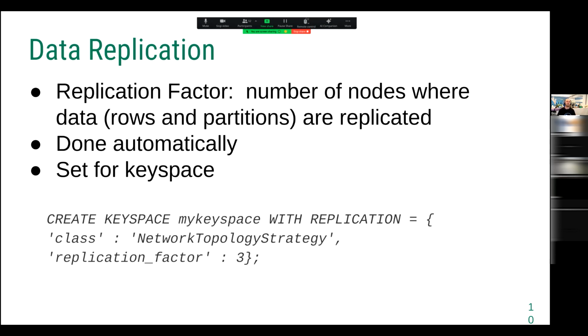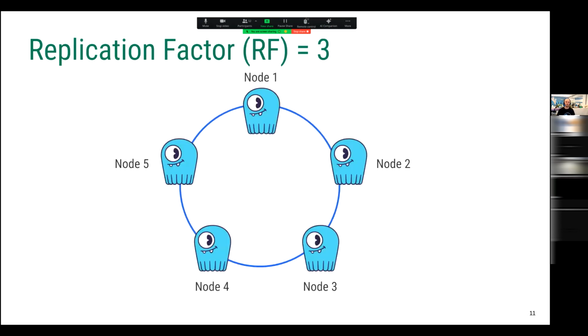All nodes are created equal. All nodes can serve requests. And again, that goes together with high availability. Even if some nodes go down, we don't have a single point of failure. So let's look at an example.